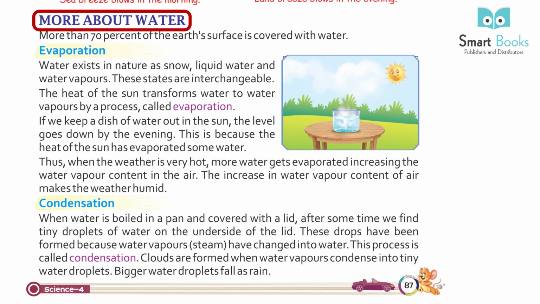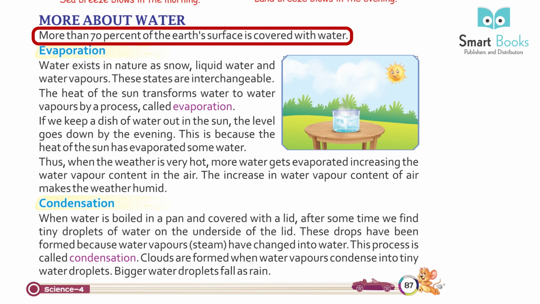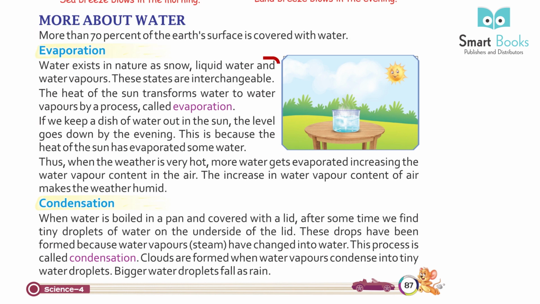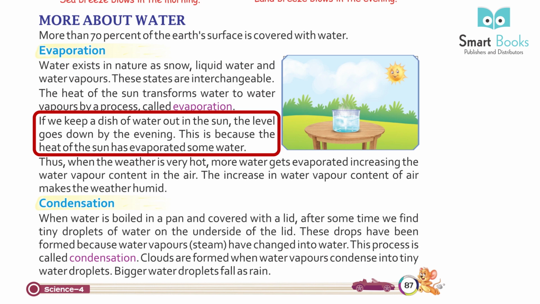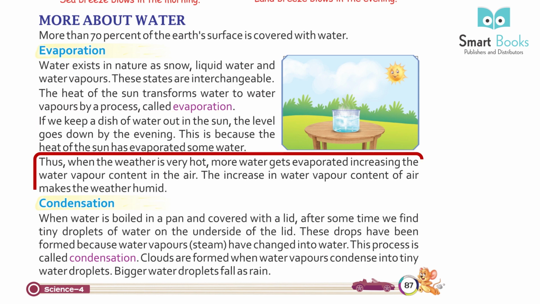More about water. More than 70% of Earth's surface is covered with water. Evaporation. Water exists in nature as snow, liquid water and water vapors. These states are interchangeable. The heat of the sun transforms water to water vapors by a process called evaporation. If we keep a dish of water out in the sun, the level goes down by the evening. This is because the heat of the sun has evaporated some water. Thus, when the weather is very hot, more water gets evaporated, increasing the water vapor content in the air. The increase in water vapor content of air makes the weather humid.